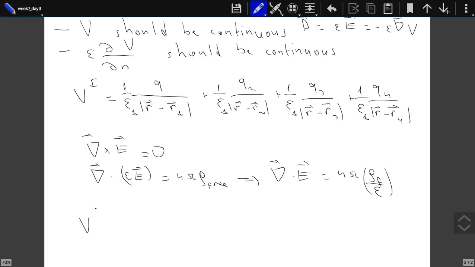Now, what about the potential in region 2? What should I say?